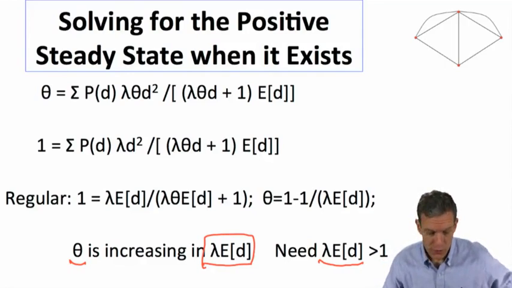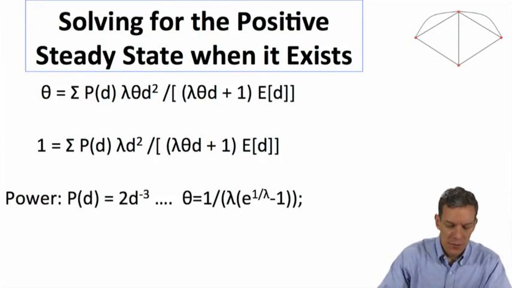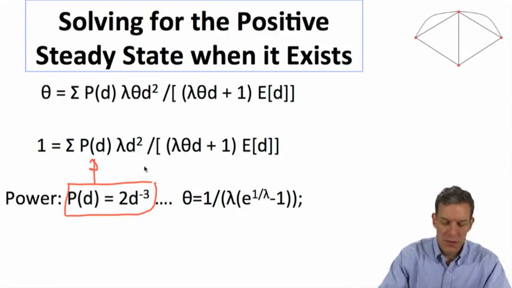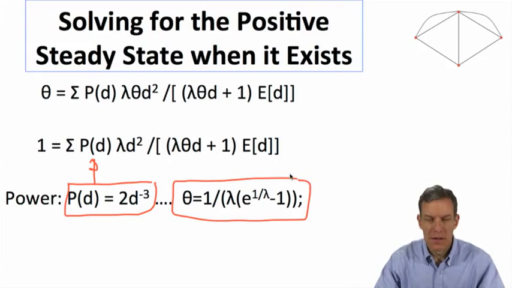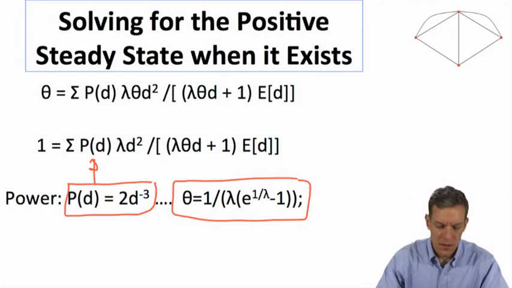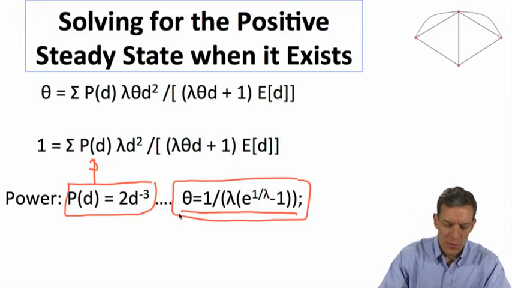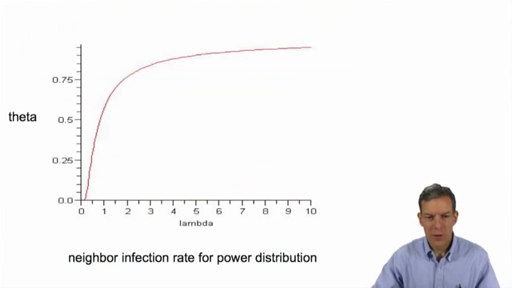Okay, so let's have a look at a more interesting degree distribution, one where we have this power law, and if you plug in the power law and integrate this out, then you'll end up with an expression that you can solve for theta. In that case, if you want to go through and verify, you can just integrate this and then solve for theta, or you can take my word for it, and theta will come out to be 1 over lambda times e to the 1 over lambda minus 1. So what do we end up with? We end up with theta having an expression which depends on lambda, and we can plot that out.